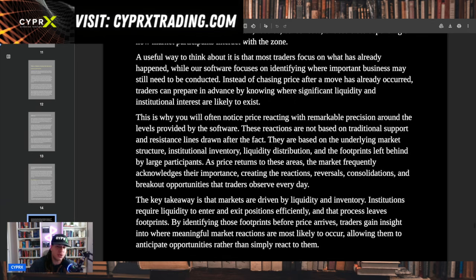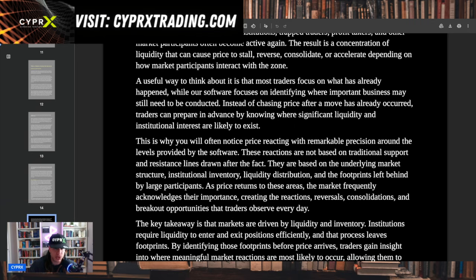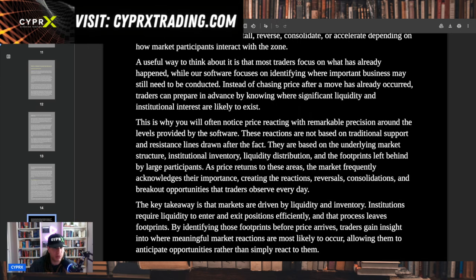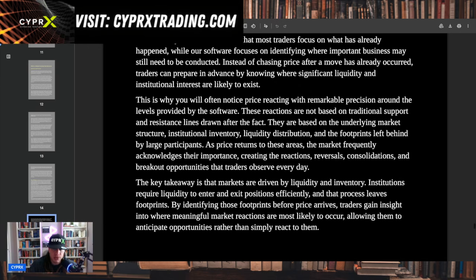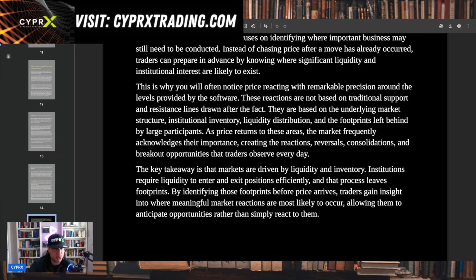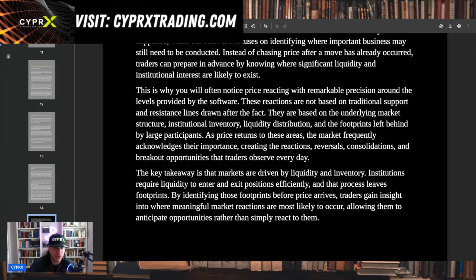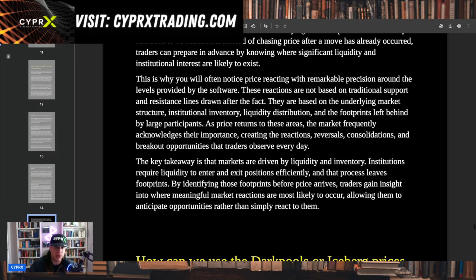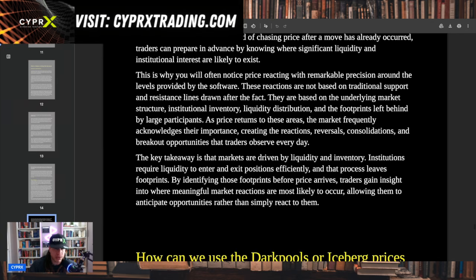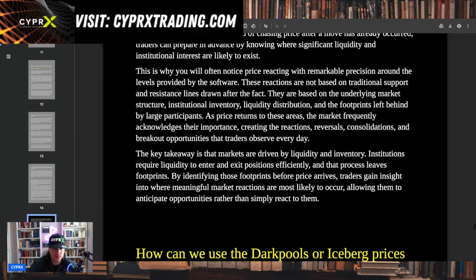This is why you will often notice price reacting with remarkable precision around the levels provided by the software that we provide in the CYPRX community. These reactions are not based on traditional support and resistance lines drawn after the fact. They are based on the underlying market structure, institutional inventory, liquidity distribution, and the footprints left behind by large participants. As price returns to these areas, the markets frequently acknowledge their importance, creating the reactions, reversals, consolidations, and breakout opportunities that traders and investors observe every day.